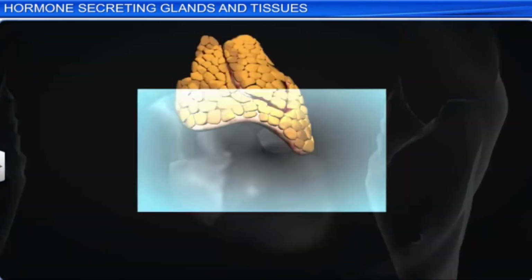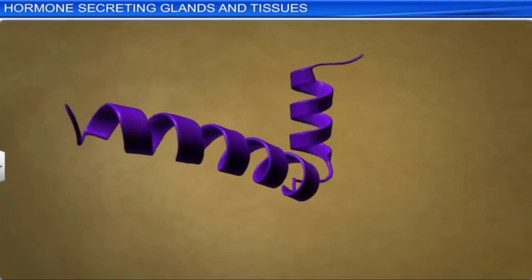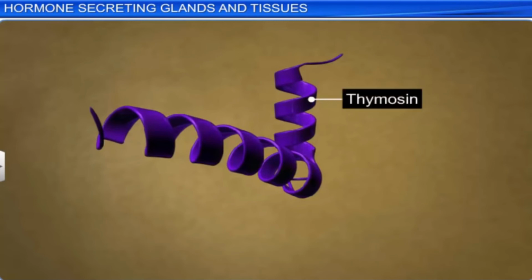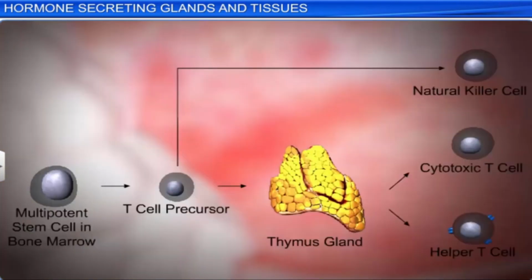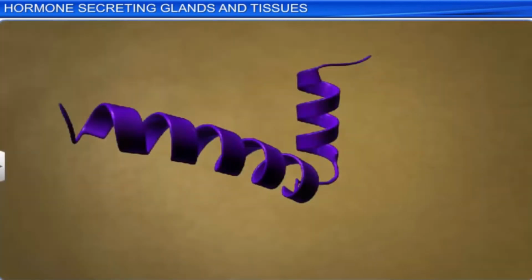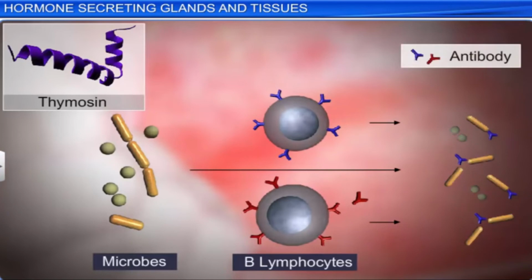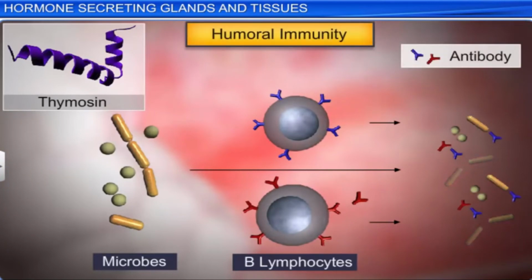The thymus gland secretes a peptide hormone called thymosin that plays a vital role in the differentiation of T lymphocytes, which provides cell-mediated immunity. Thymosins also help in the production of antibodies that provide humoral immunity.